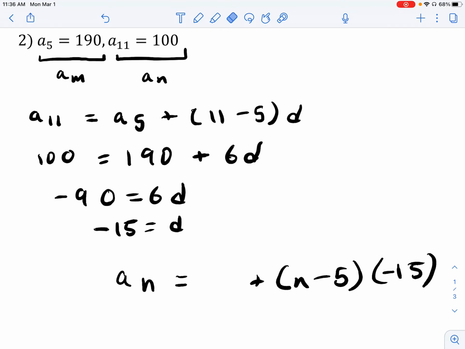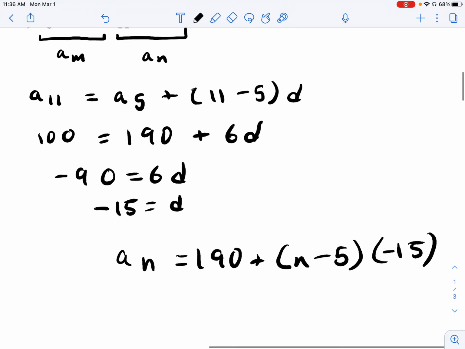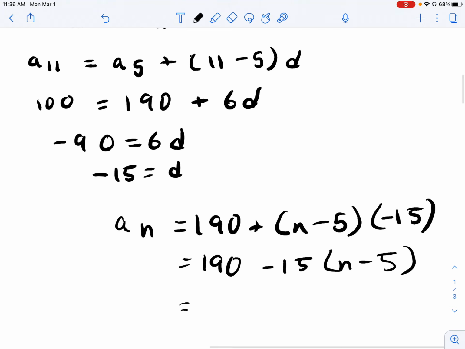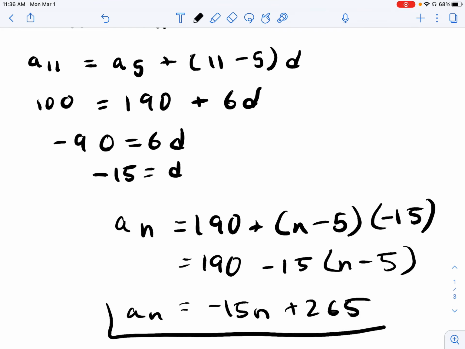So let's plug in a sub 5. Well, a sub 5 is going to be 190. So what we have here is 190 minus 15 times n minus 5. And we clean that up a little bit. What do we have? That's negative 15n. 75 plus 190, that's 265. And there we go. It's a horrible box, but you get the idea. All right.